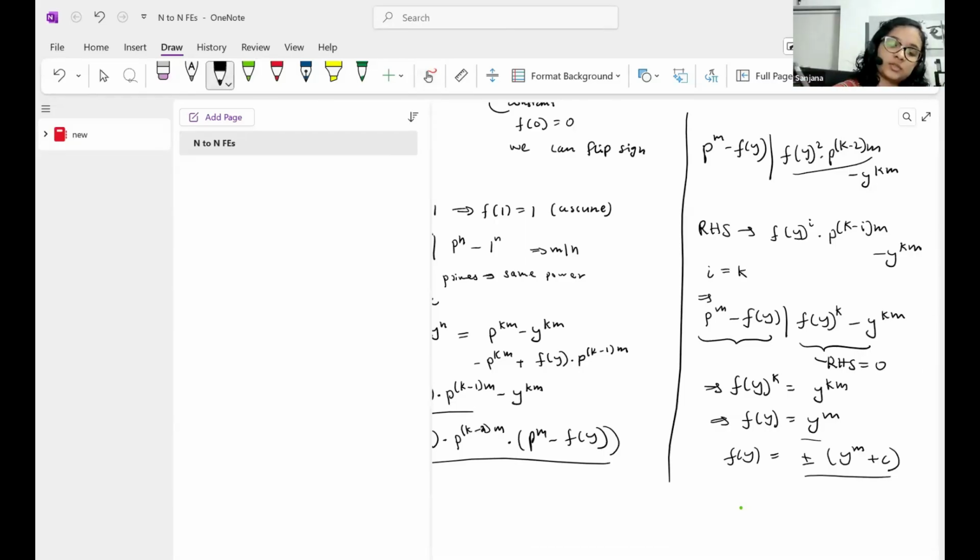And the reason is because we got this after shifting by some constant. So if you shift back, it goes to this form. And you can flip the sign also.